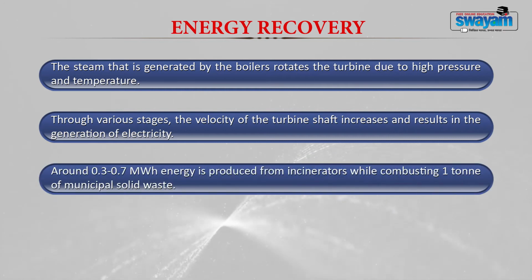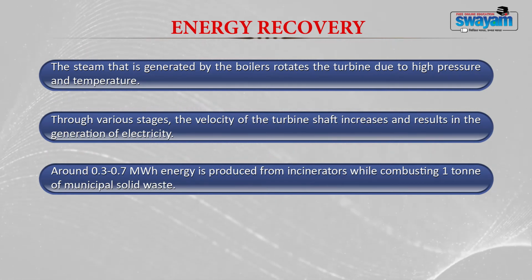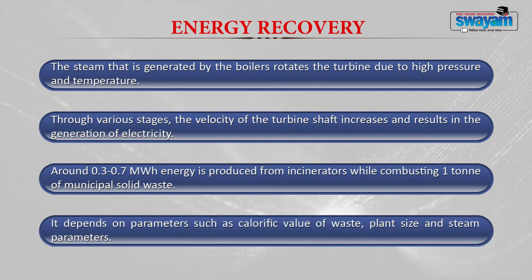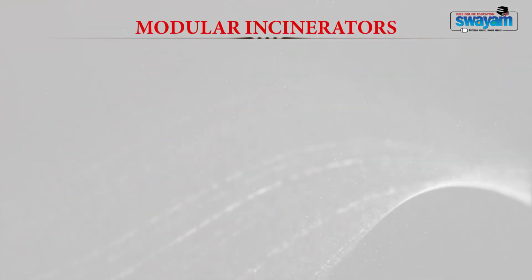Overall, around 0.3 to 0.7 megawatt hour of energy is produced from the incineration process when you combust 1 ton of municipal solid waste, and this depends on various factors discussed earlier, like the calorific value of waste, plant size, steam parameters and so on. Now, the second type of incinerator is the modular incinerator.